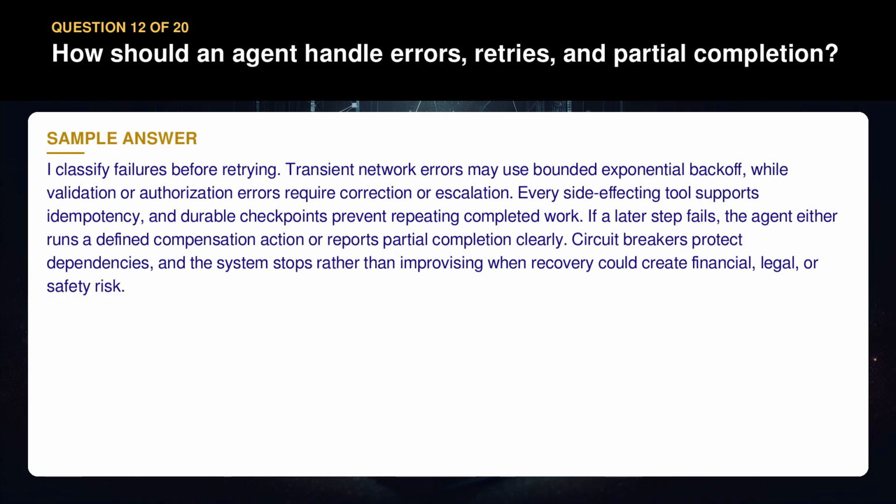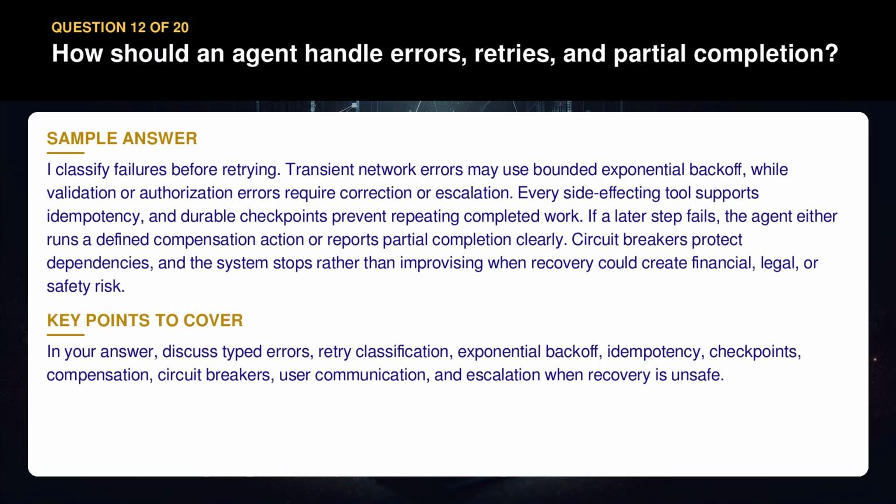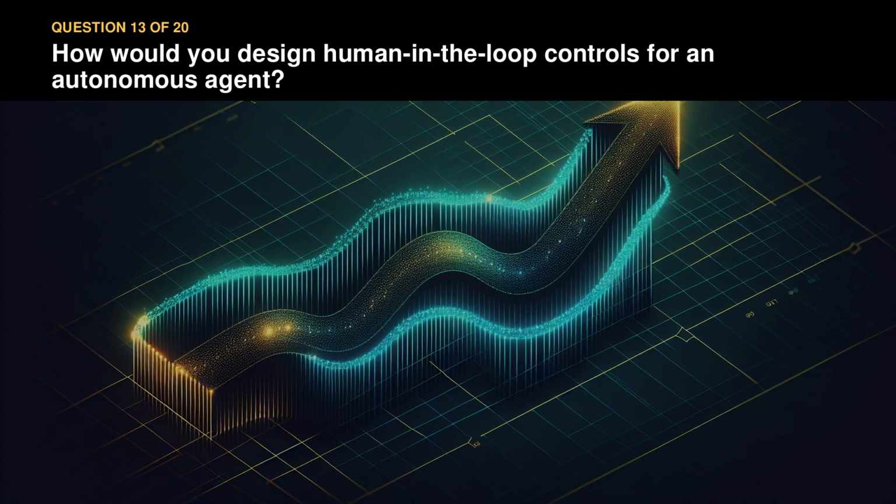Circuit breakers protect dependencies, and the system stops rather than improvising when recovery could create financial, legal, or safety risk. In your answer, discuss typed errors, retry classification, exponential backoff, idempotency, checkpoints, compensation, circuit breakers, user communication, and escalation when recovery is unsafe.